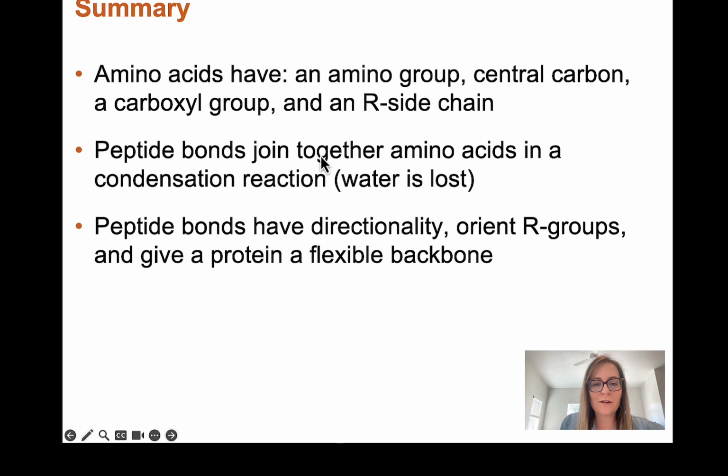Peptide bonds also are what join together amino acids in a condensation reaction, so water is lost. And the peptide bonds in an oligopeptide create directionality, they orient the R groups, and they give a protein a flexible backbone. So that's it for this video, and in the next video we're going to be talking a lot more about these R groups.